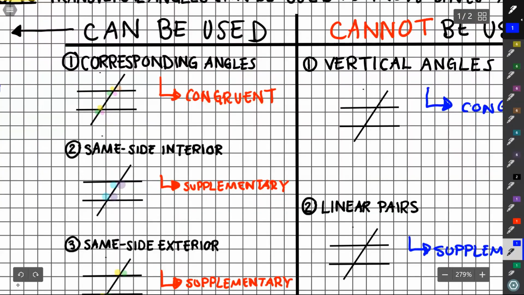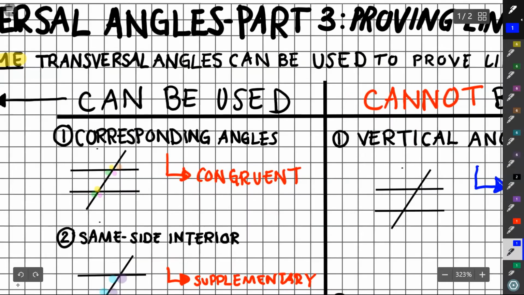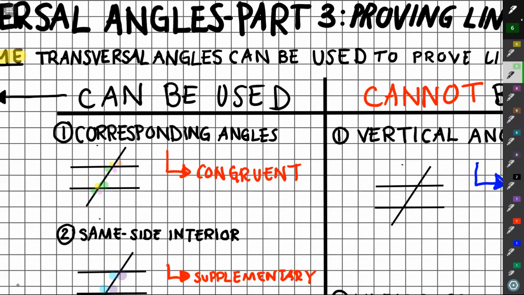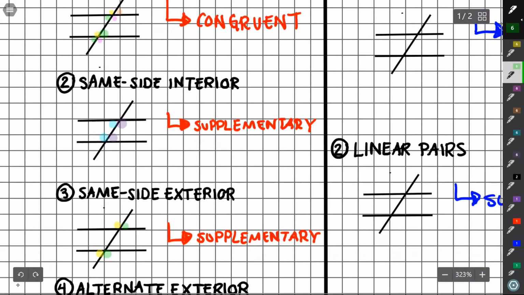So we can use corresponding angles. Didn't mark the little green one there. And that's not green. Right, we can use corresponding angles, and if corresponding angles are congruent, then we have parallel lines. Alright, we can also use same side interior angles, and if we have same side interior angles that are supplementary, we have parallel lines. We can also use same side exterior angles. So if we have same side exterior angles that are supplementary, we have parallel lines.